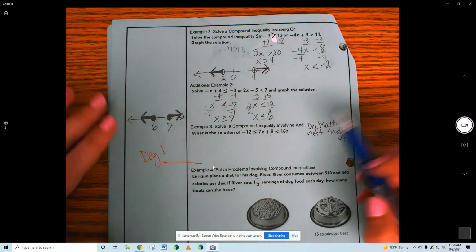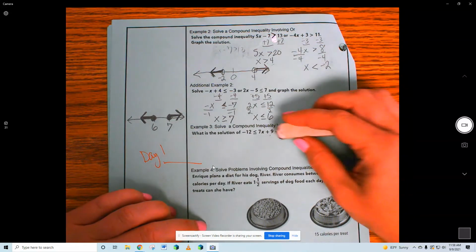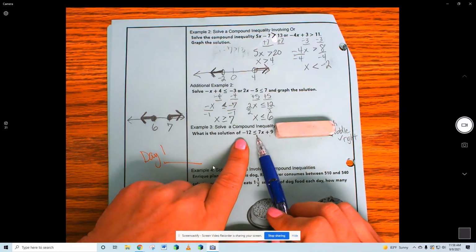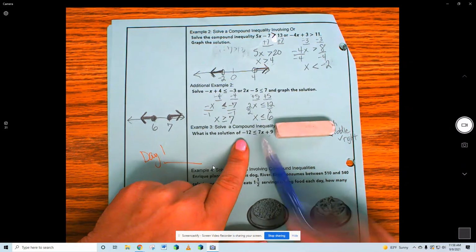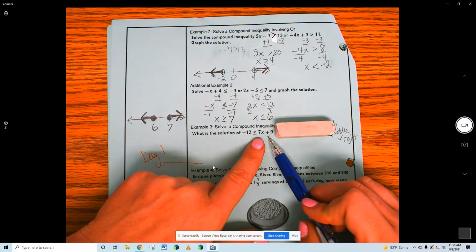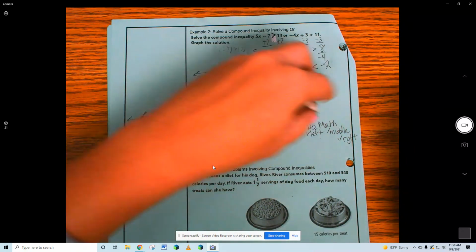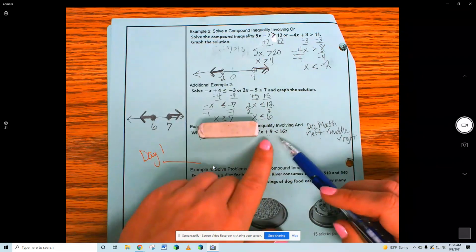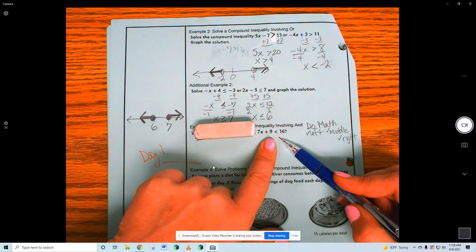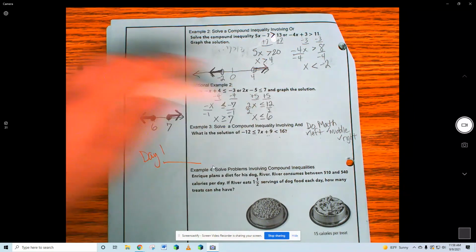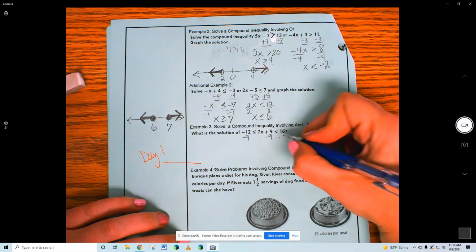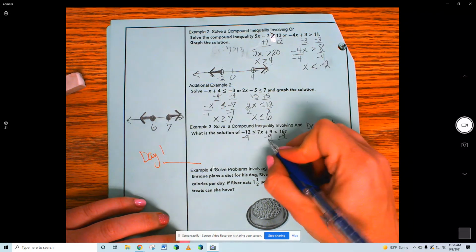Here's what needs to happen. If I were to just cover up part of it, and all you saw was this side, negative 12 is less than or equal to 7x plus 9, what would be the first step if this were my equation? Subtract 9. Now, what if I covered up the other side? You would subtract 9 in both cases. So the first step is to subtract 9 to the middle, to the left, and to the right. Please watch right now. This is really important.